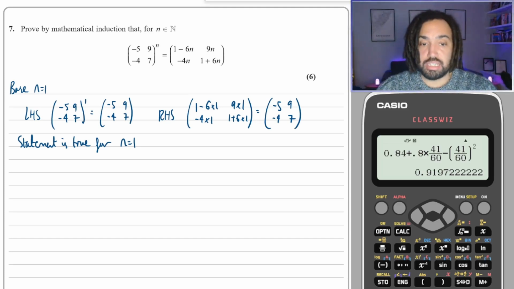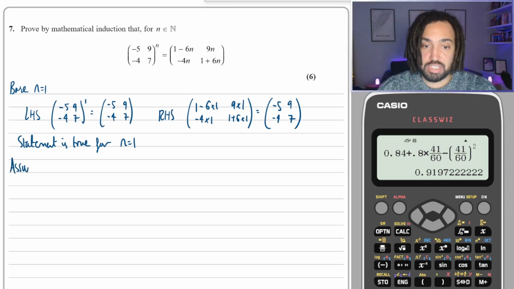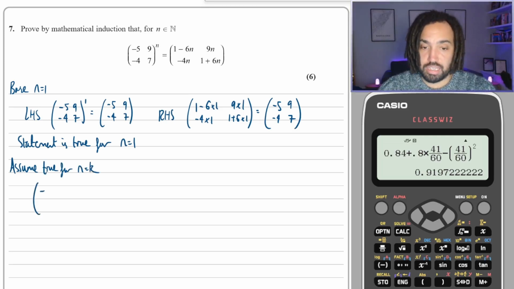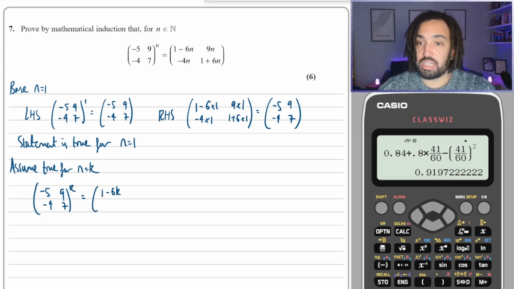Perfect. The next step is the assumption stage, where we assume true for n equals k. And therefore we just write out the same statement, but we replace the n's with k's. So to the power k, and this is 1 minus 6k, this is 9k, this is minus 4k, and this is 1 plus 6k.